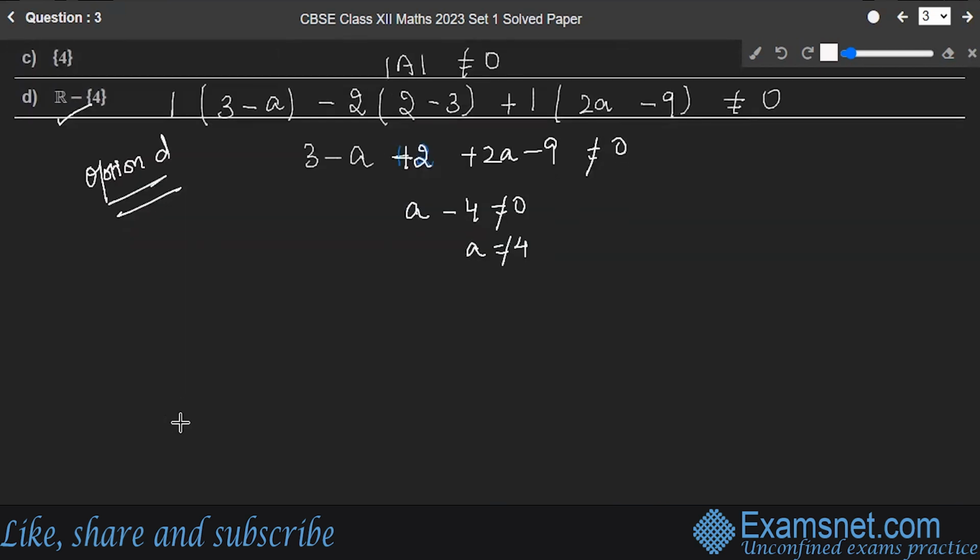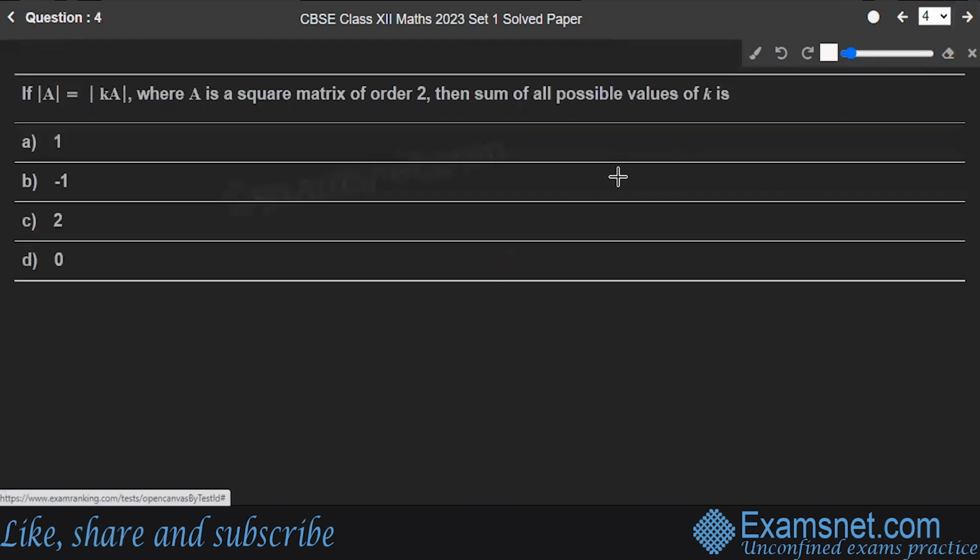See here, a belongs to all the real numbers except 4. That's it. So hope you understood this. Next is question number 4.